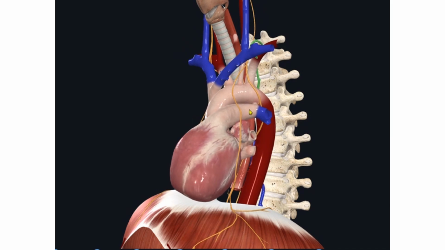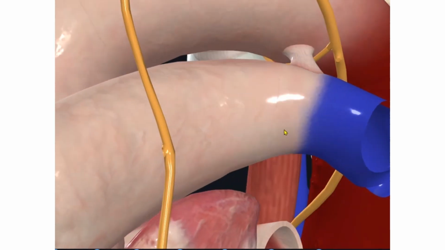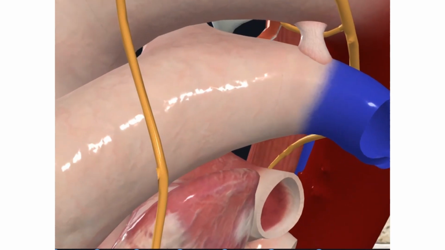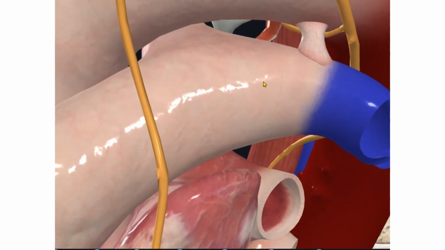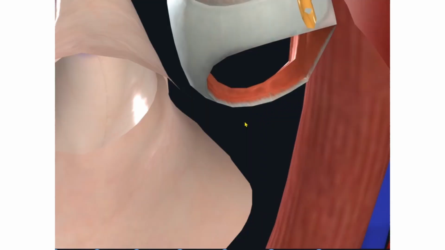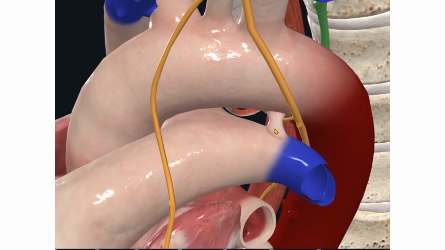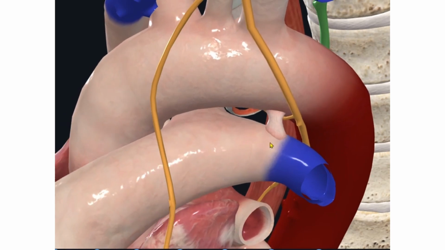Let's see the left recurrent laryngeal nerve. We will enlarge this segment here. Let's reduce the size a little bit. Between the arch of aorta and the left pulmonary artery, there is a ligamentum arteriosum. This is the vagus nerve. This is the phrenic nerve.